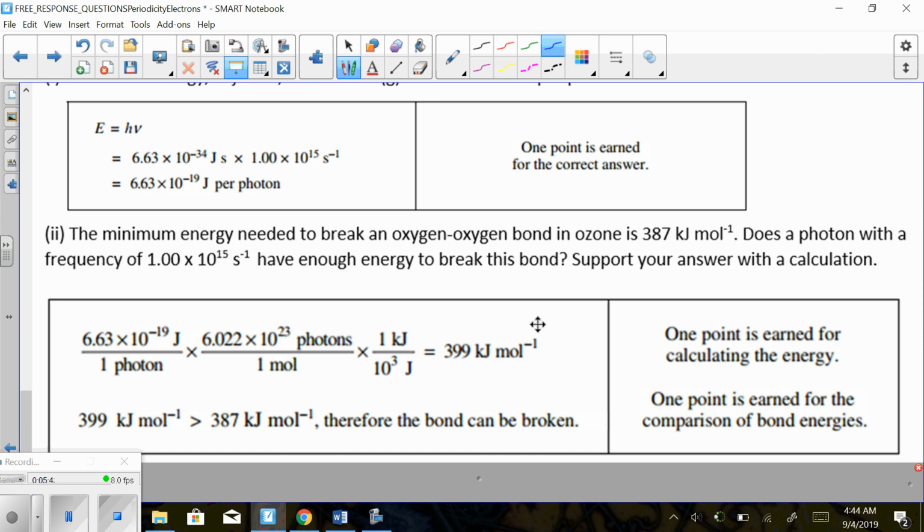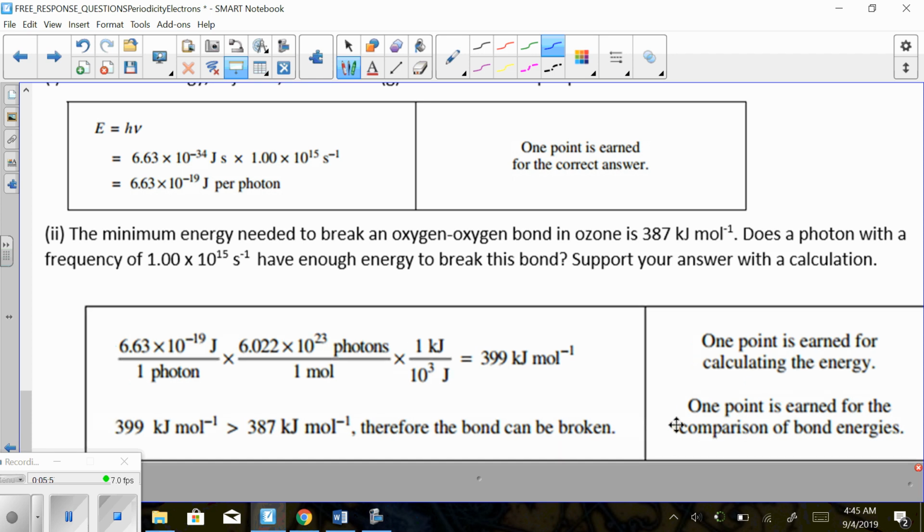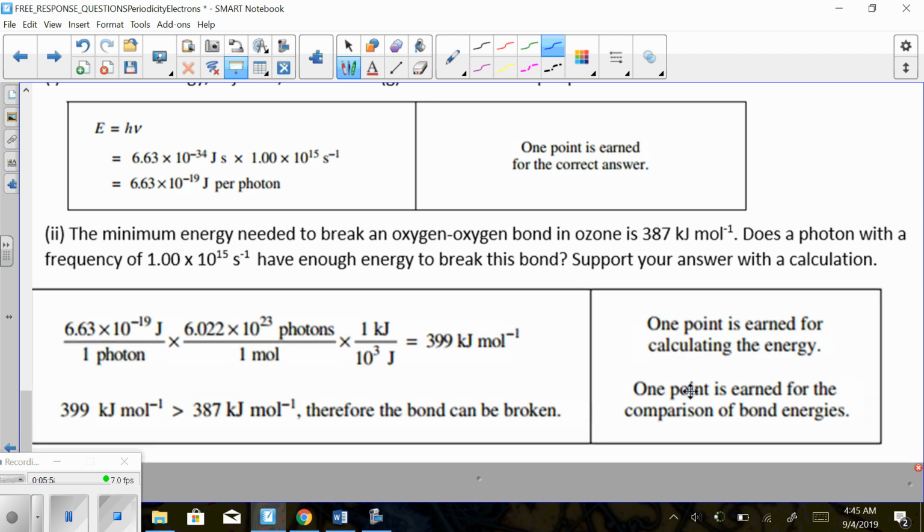If this answer is wrong, like for example, if you calculated it and it was 200, you would put that here and say this is less than 387, therefore the bond cannot be broken. You could still earn this second point for comparing the bond energies correctly.